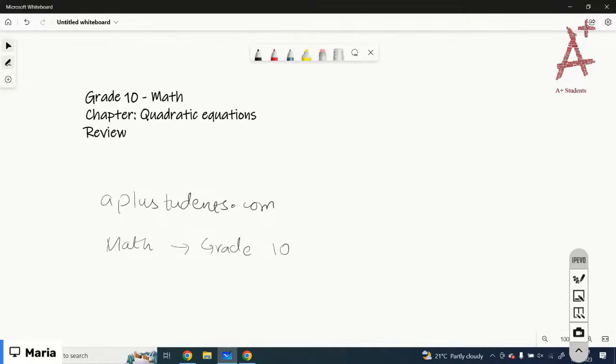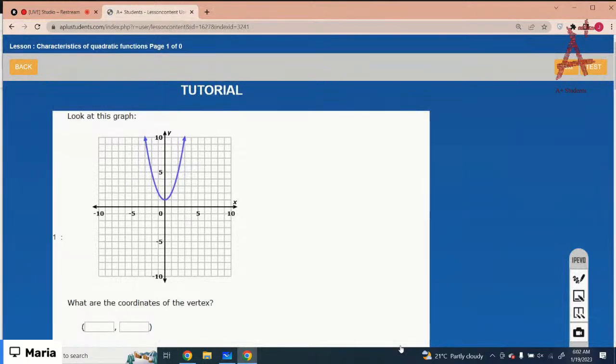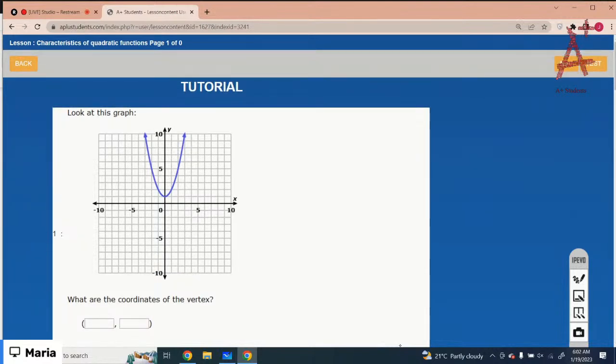So let's just start with the chapter quadratic equations. We're going to start with the characteristics of the quadratic functions. One of the very important characteristics of the quadratic equation is that the graph of the quadratic equation is always in a U shape. Got it? Either it opens upward or it opens downward. Got it?